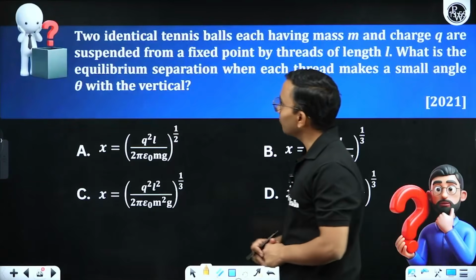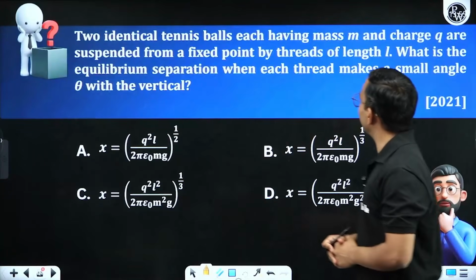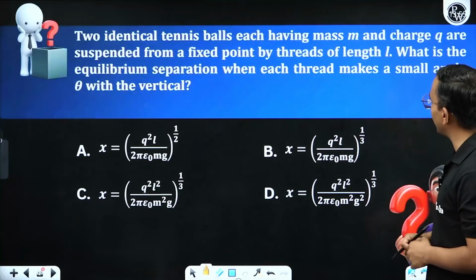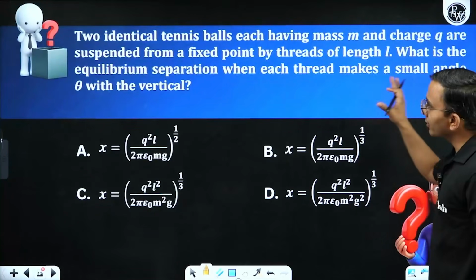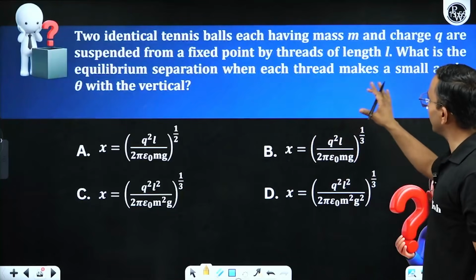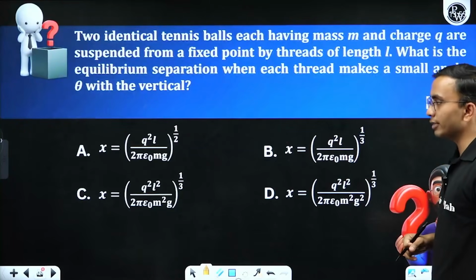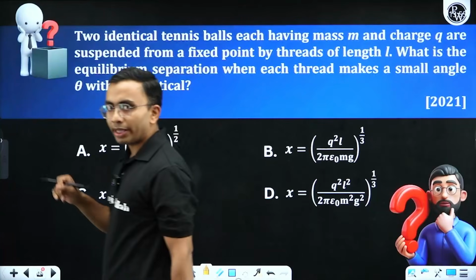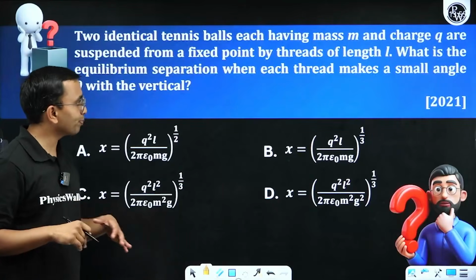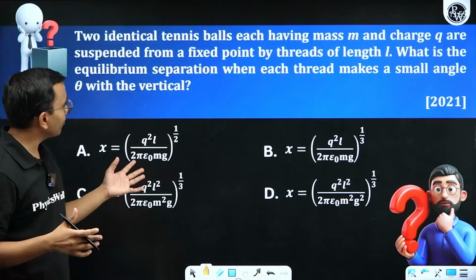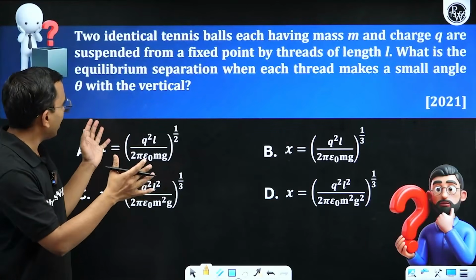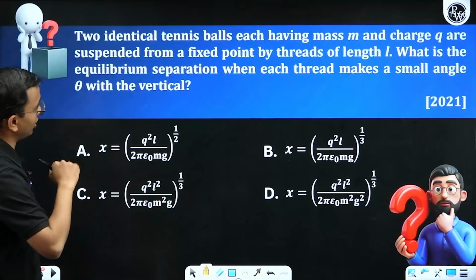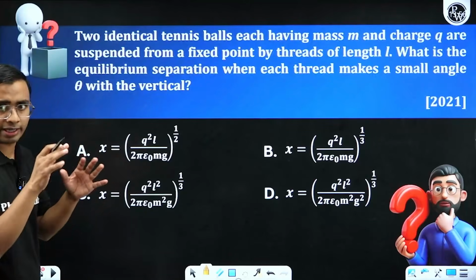Let us read this question. Two identical balls, each having mass m, charges q, suspended from a fixed point by threads of length L. What is the equilibrium separation when each thread makes a small angle theta with vertical? Now here basically you have to apply equilibrium. You have to show all the forces, okay, and there apply equilibrium, and there you can find the equilibrium separation between the two.